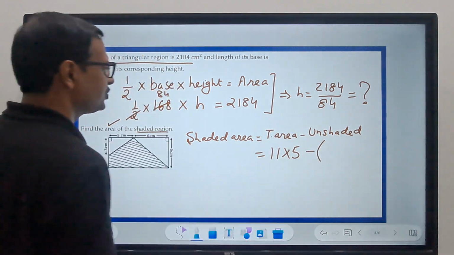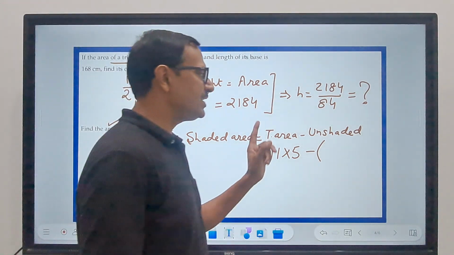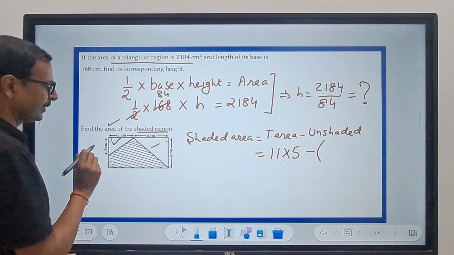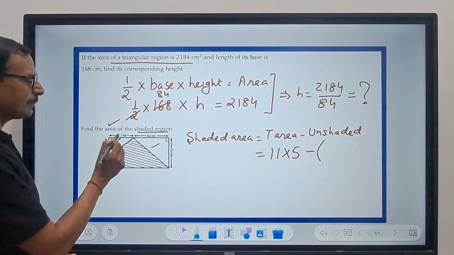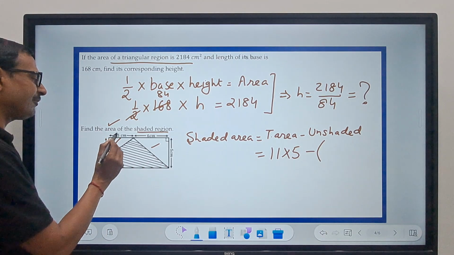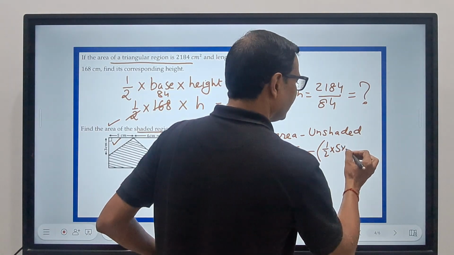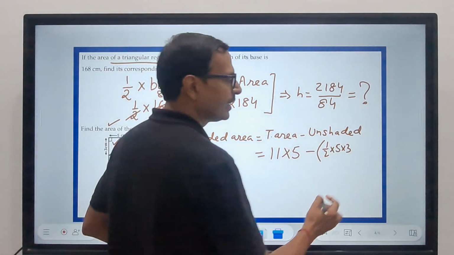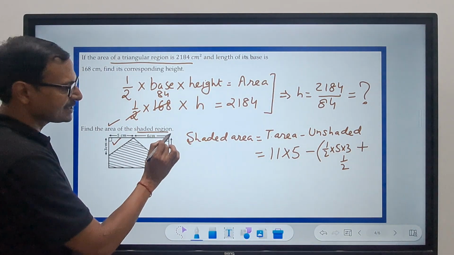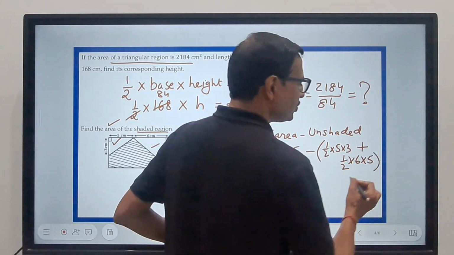So I'll divide the unshaded area into two parts. There are two triangles, right? So for each unshaded area, I have to apply half into base into height. Here you can see 5 and 3 are base and height. Here 6 and 5 are base and height. So half into 5 into 3, that's one of the unshaded areas, plus half into 6 and 5. It is the other unshaded area.